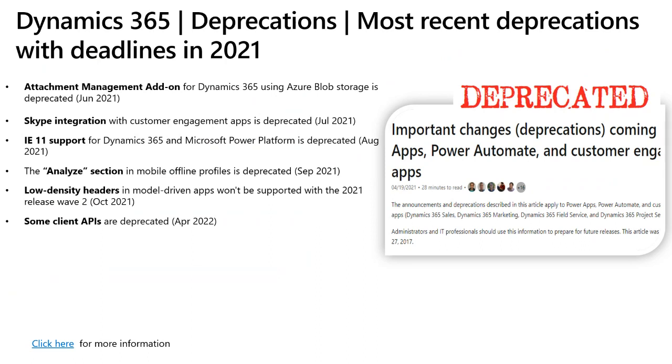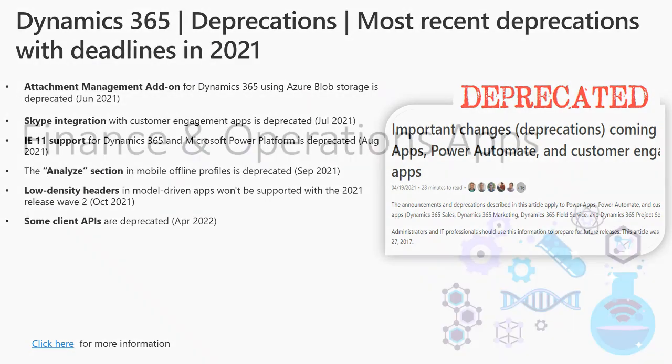And then lastly, some client APIs will be deprecated in April of 2022, so that would be basically release wave 1 of 2022. Things like the clientGlobalContext.js.aspx API will be deprecated then, and there will be more information coming on those. So those are just some of the deprecations happening. Again, I recommend keeping watch of that deprecations article. It's updated fairly often. All right, Brent, I'll kick it over to you.